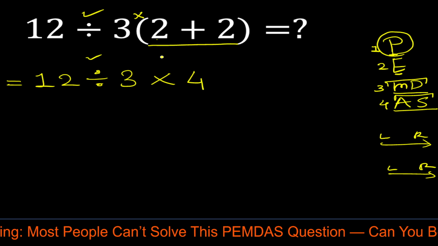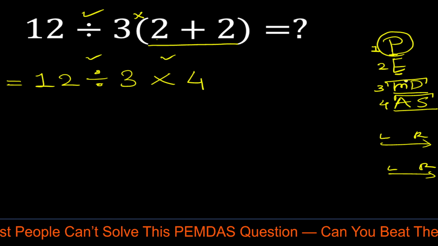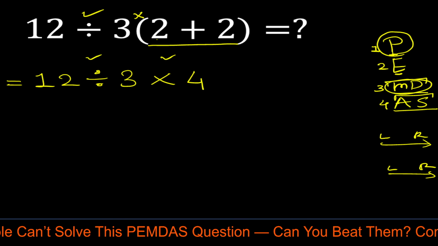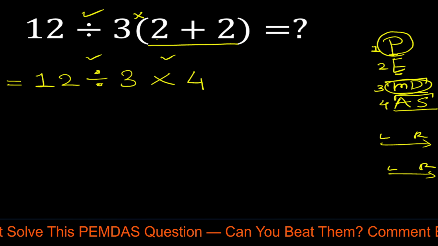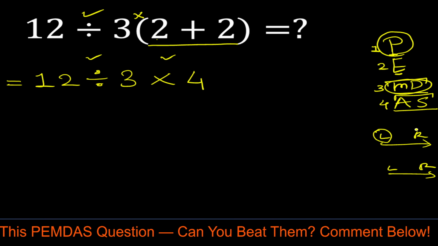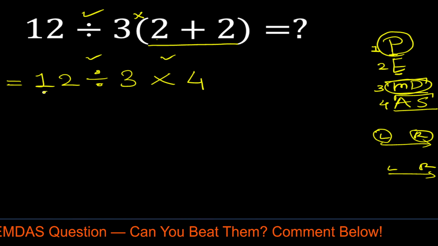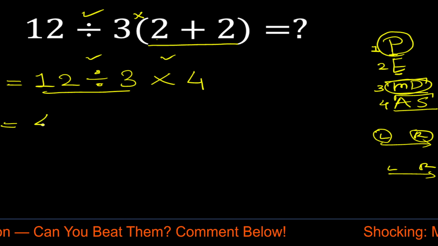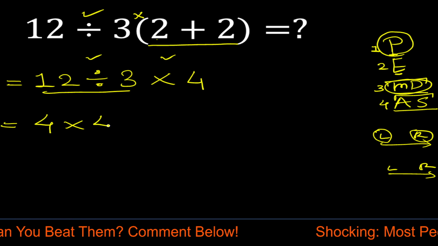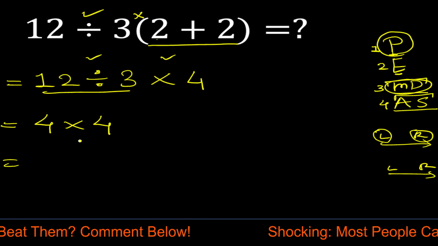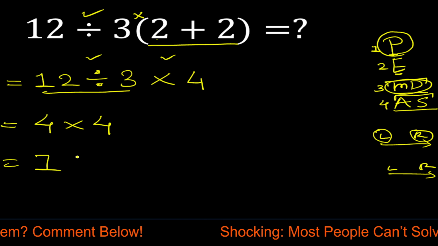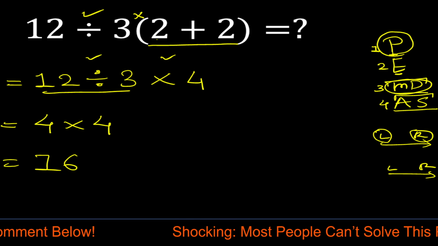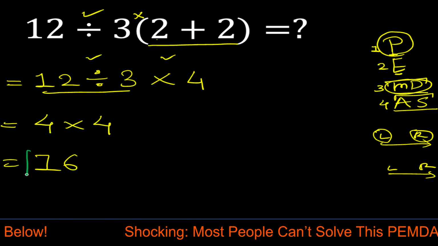Now here we have division and here multiplication. So multiplication and division both have equal priority, so we have to solve it from left to right. So first we have to solve this division. So 12 divided by 3 is equal to 4, times 4. So now 4 times 4 is equal to 16, right? So the correct answer is 16.